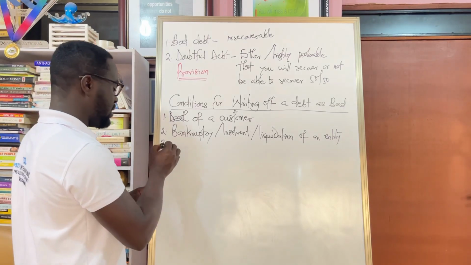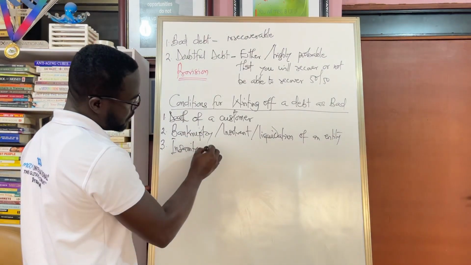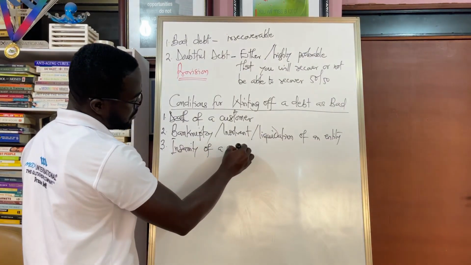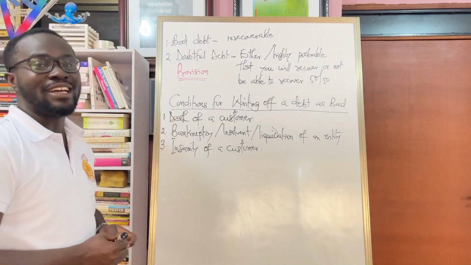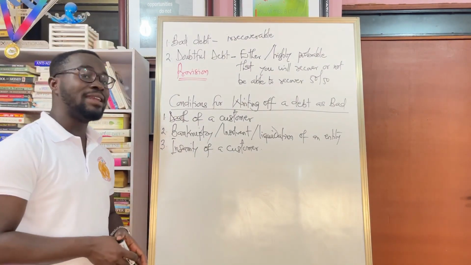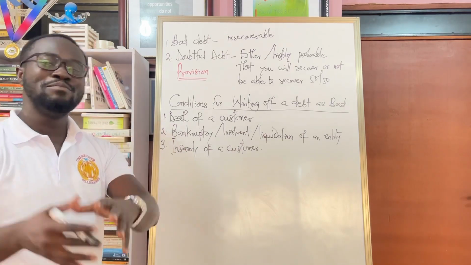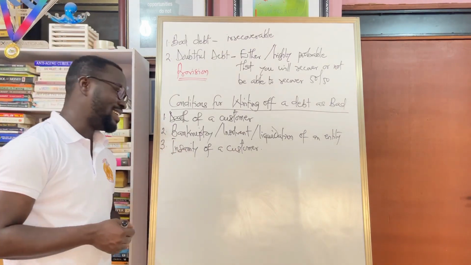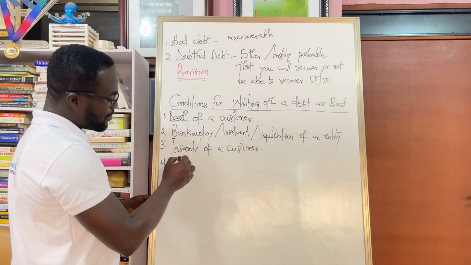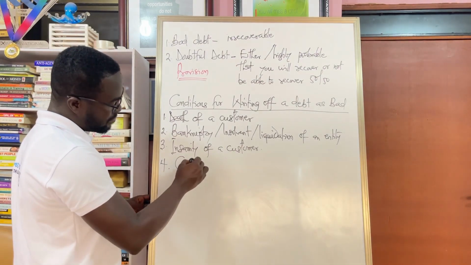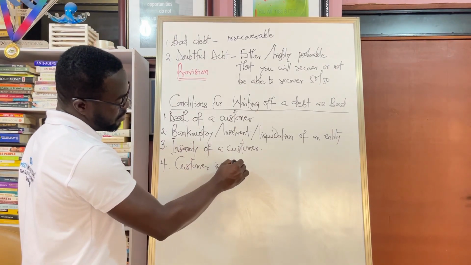Third, insanity of a customer. You sold something to a customer, right now the customer is mad, on the roadside. The possibility that you'll be able to meet this customer and take your money is very, very low. You can also talk about whether the customer is a minor or infant.